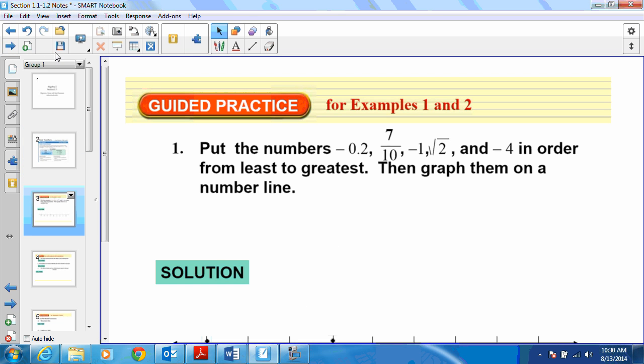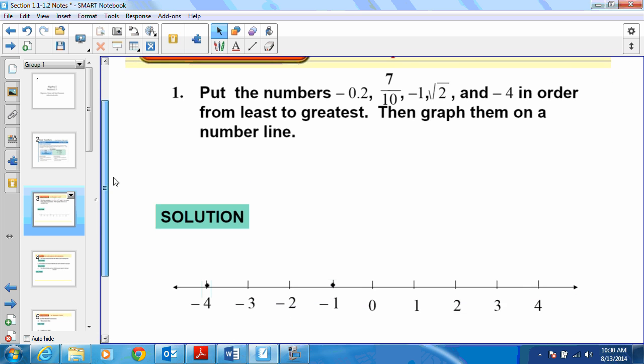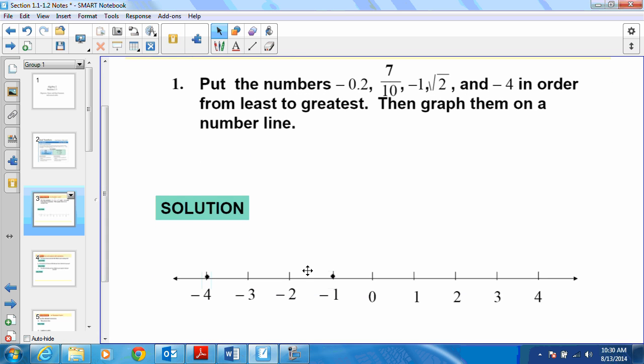All right, so it says put these numbers in order from least to greatest, then graph them on a number line. What we need to do is put them all in the same form. The easiest way to put them in the same form is in decimals.